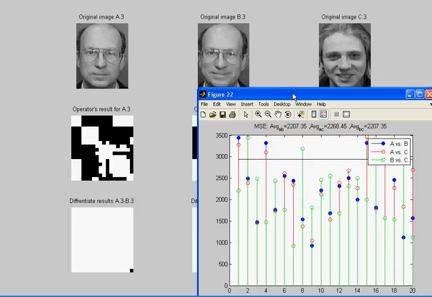As you can see, for a certain difference threshold, the A and B codes are similar, while the C code is above threshold.